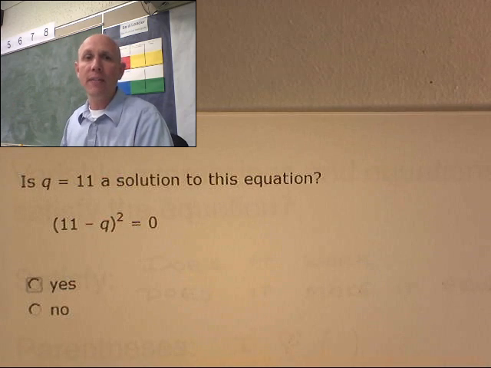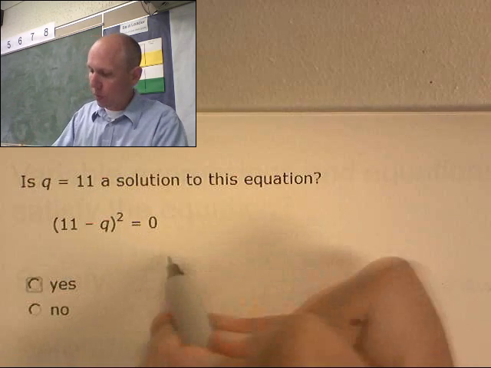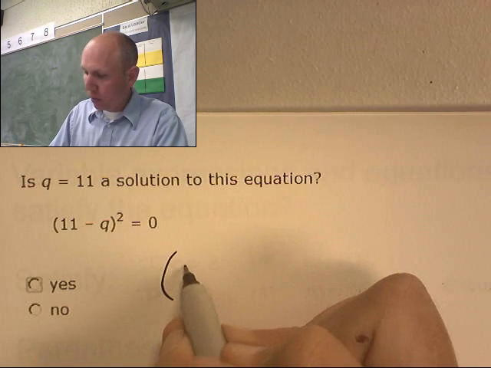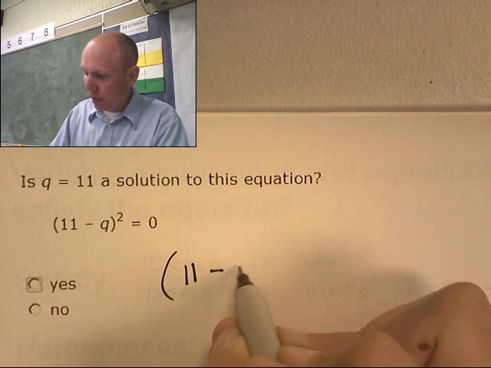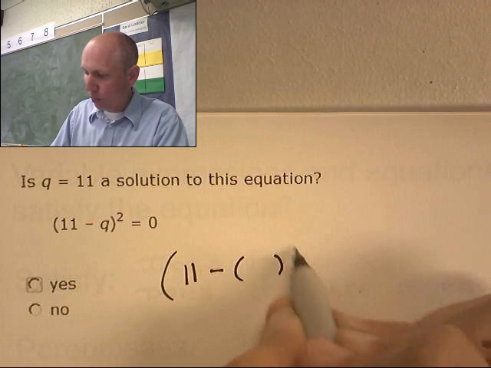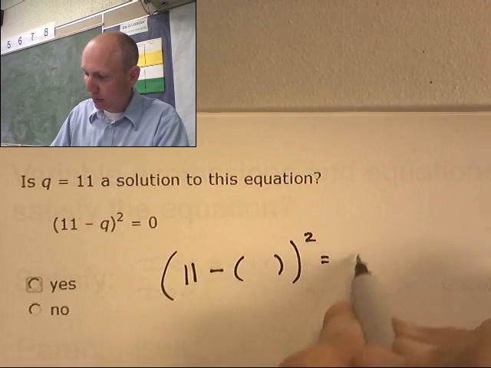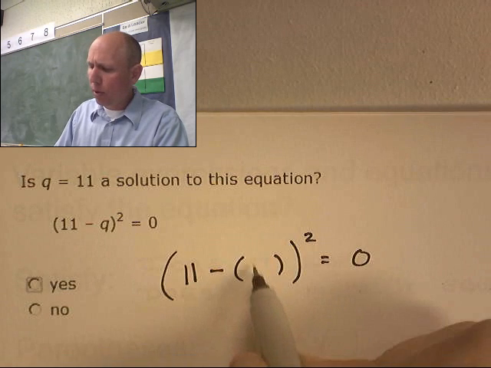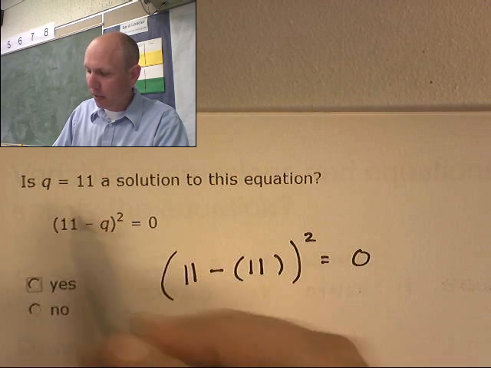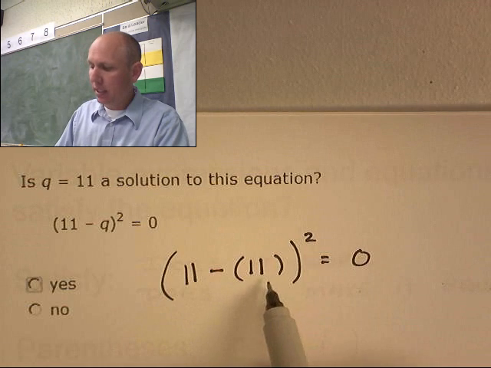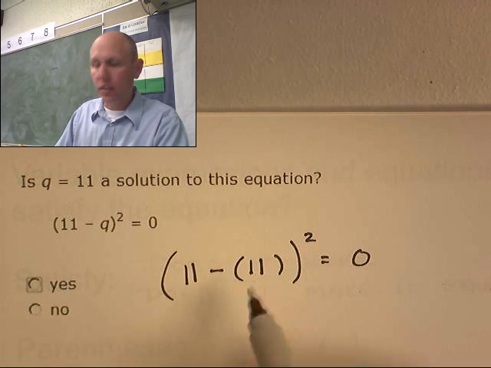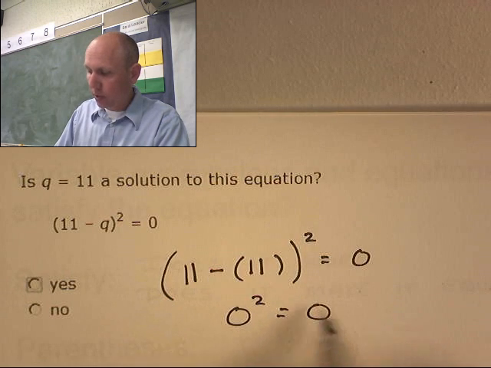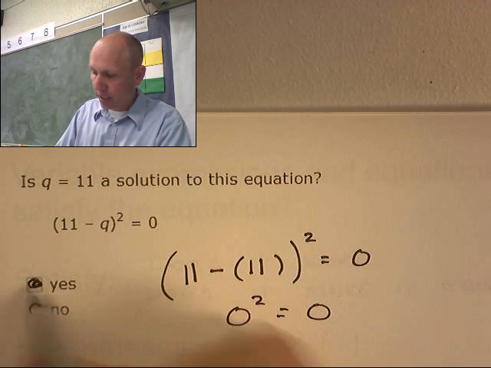That is a no. It's not even close. Is q equals 11 a solution to this equation? Well, I already have some parentheses, but I'll put more parentheses in. 11 minus more parentheses. Goodbye q. Hello parentheses. We'll put some 11 in there. 11 minus 11, that's 0. 0 squared is 0. This one does seem to work. Right? 0 squared equals 0. Works for me. Yes, it does.